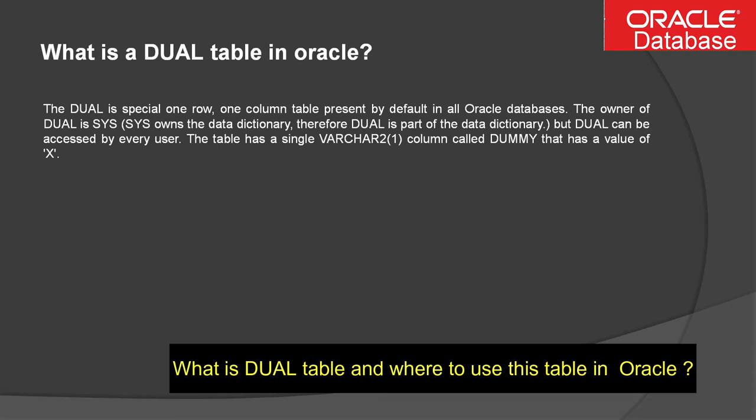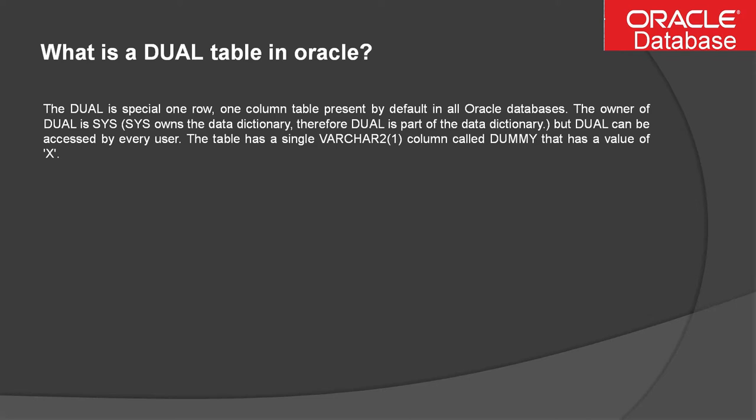The owner of the dual is sys. Sys is one of the schemas which is basically allowed for highly privileged users. As you know, sys owns the data dictionary, therefore dual is part of the data dictionary, but dual can be accessed by every user. The table has a single varchar2 size one column called dummy that has a value of x.